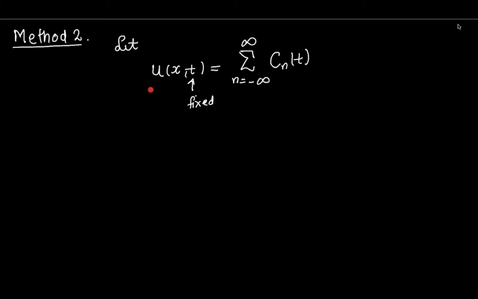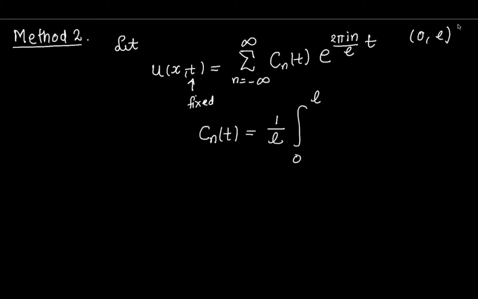Since this is a function of x, I can write down its Fourier series, where the length is L, with e raised to 2 pi i n x divided by L, on 0 to L. That's my Fourier representation of the function on 0 to L. What will be c_n(t)? It will be 1 over L, integral from 0 to L of u(x, t) e raised to the power minus 2 pi i n x divided by L dx. That's my Fourier representation of my solution.